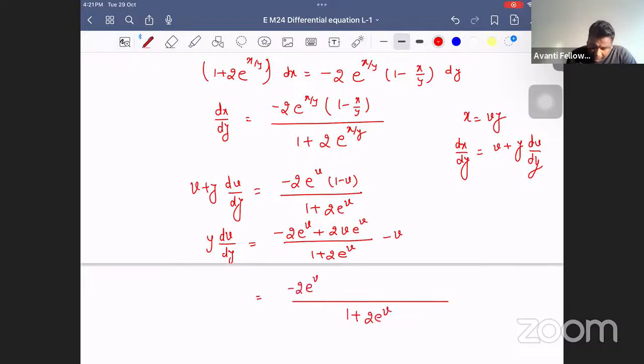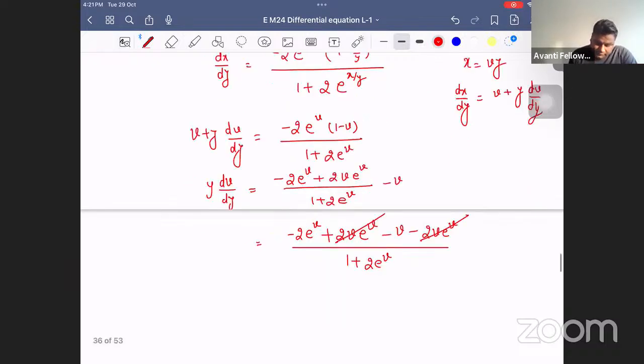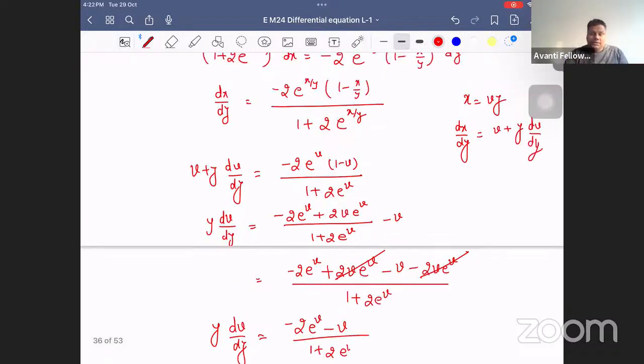-2e^v + 2v e^v - v - 2v e^v. Now they are cancelled. So y dv/dy is (-2e^v - v) upon (1 + 2e^v). Am I clear? Just have a look at this much first.